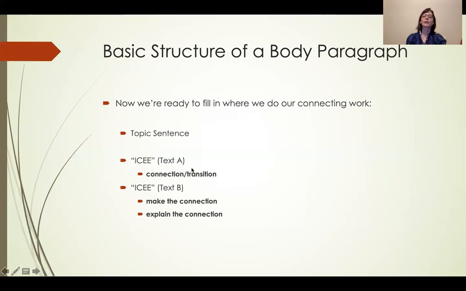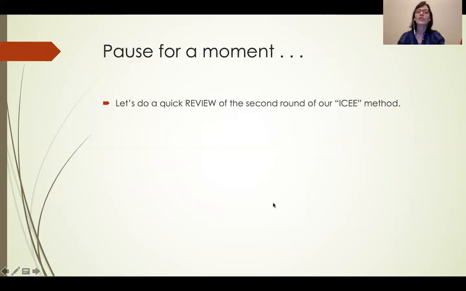Okay, so really, again, the connective work happens in the second half of the body paragraph, right? So here with the topic sentence, performing IC for text A, that's the first half of the paragraph. And then this is our midpoint. And the second half of the paragraph then is making and explaining the connection. Okay, so now that's it for the second part of our body paragraph template. And so we'll do a quick review and then I'll send you on your way.